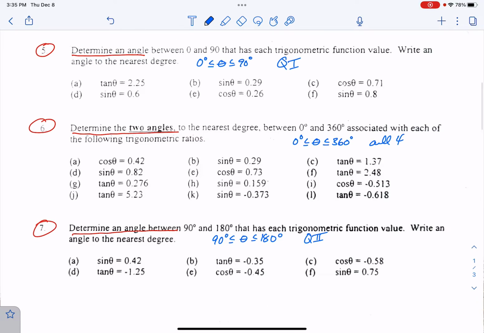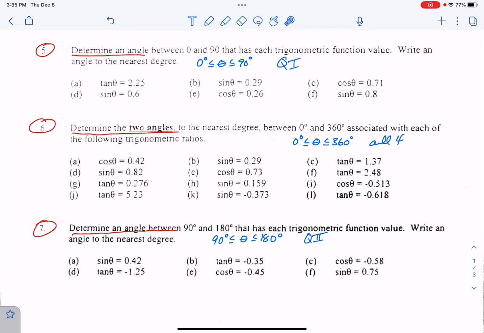So if I get an answer that's not in quadrant 1, I'm not supposed to give it for this question. And if I get an answer that's not in quadrant 2, I'm not supposed to give it for this one. And for this one, I need to make sure that my answers take into account answers that could be in any of the 4 quadrants. So a little bit of a difference there.